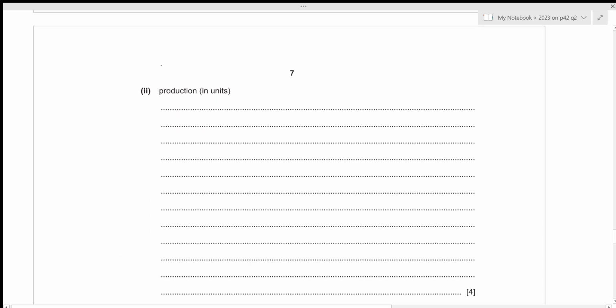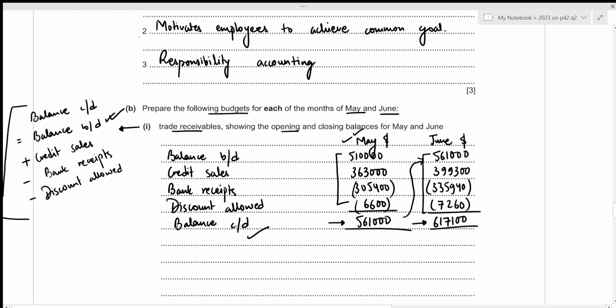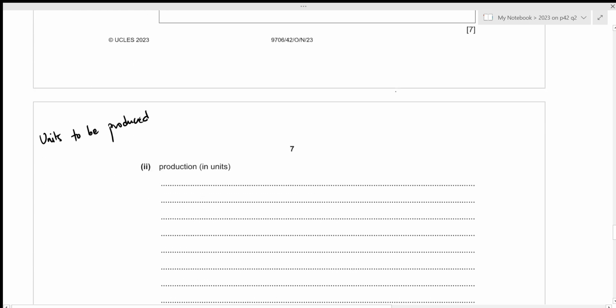Now we can move towards the production in units. Again, the basic purpose of figuring out our production in units is just to calculate the units to be produced in each month. And in this case as well, I think we need to calculate it for the month of May and June.